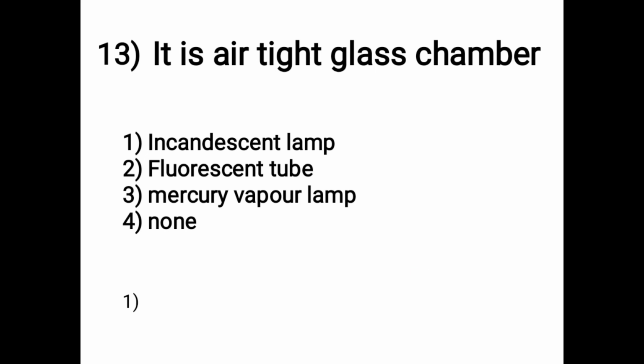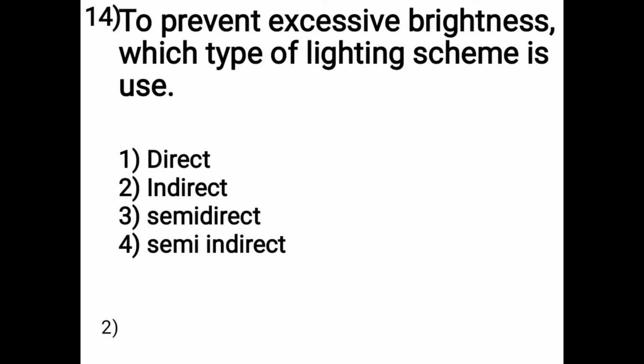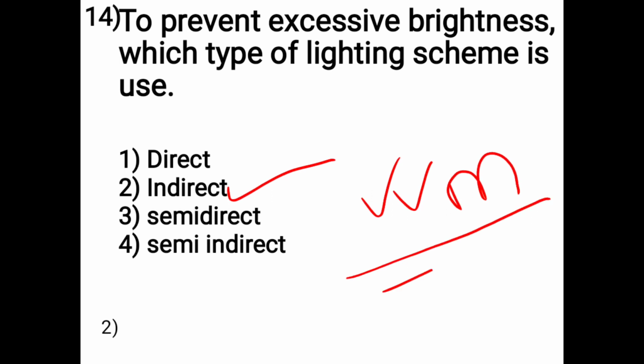Next is, to prevent excessive brightness, which type of lighting scheme is used? So the answer is indirect. This question was asked in SSC JE in 2018, so it is a very very important question. Means to prevent excessive brightness, which type of lighting scheme is used? So our answer is indirect.